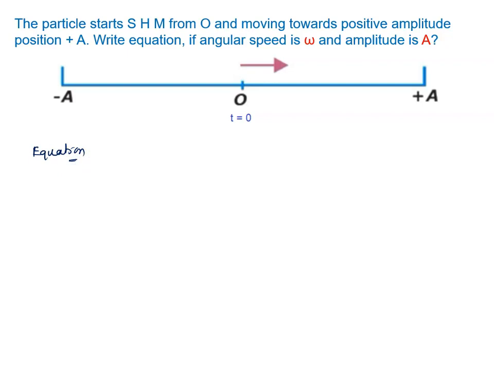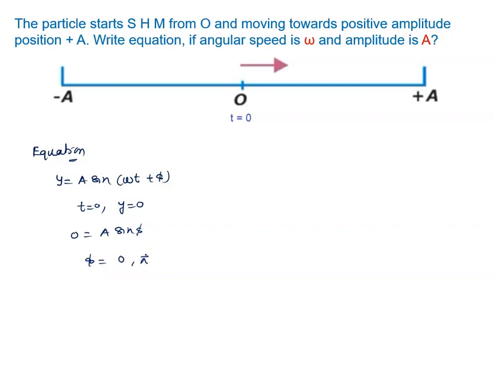Now how will you solve in the equation method? We know the general displacement equation is given by y equal to A sin(omega t plus phi). Here at t equal to 0, displacement is 0 because the particle is starting from the mean position. It means we can say 0 is given by A sin phi, and when we put the value of phi, it will be 0 or it can be pi.